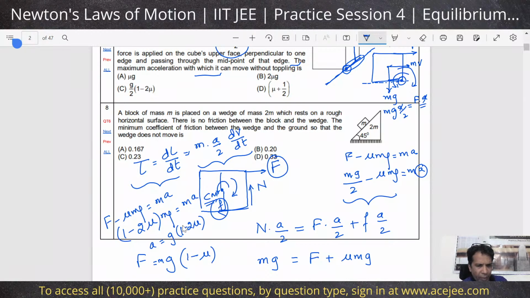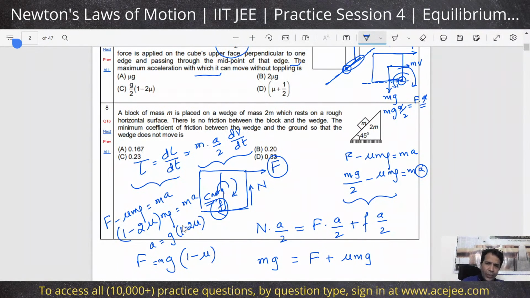Let's quickly check the numbers. N is mg, and the capital F is acting in the direction, so the torque should be equal to 0. The frictional force f is mu mg. So we got that. Okay, so F is correct. And then F minus the frictional force is equal to mass times acceleration. So that should give us g times 1 minus 2 mu.